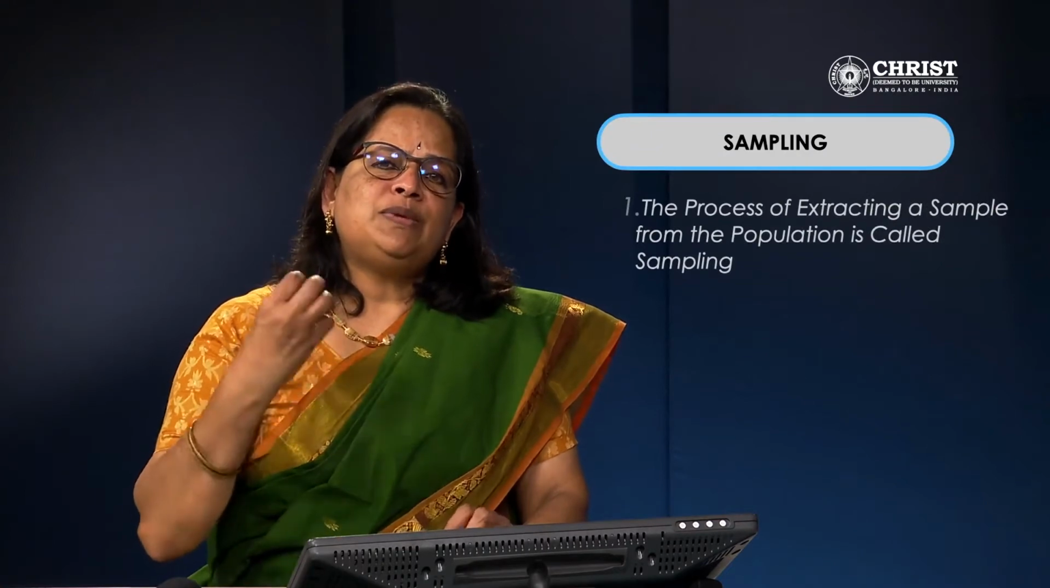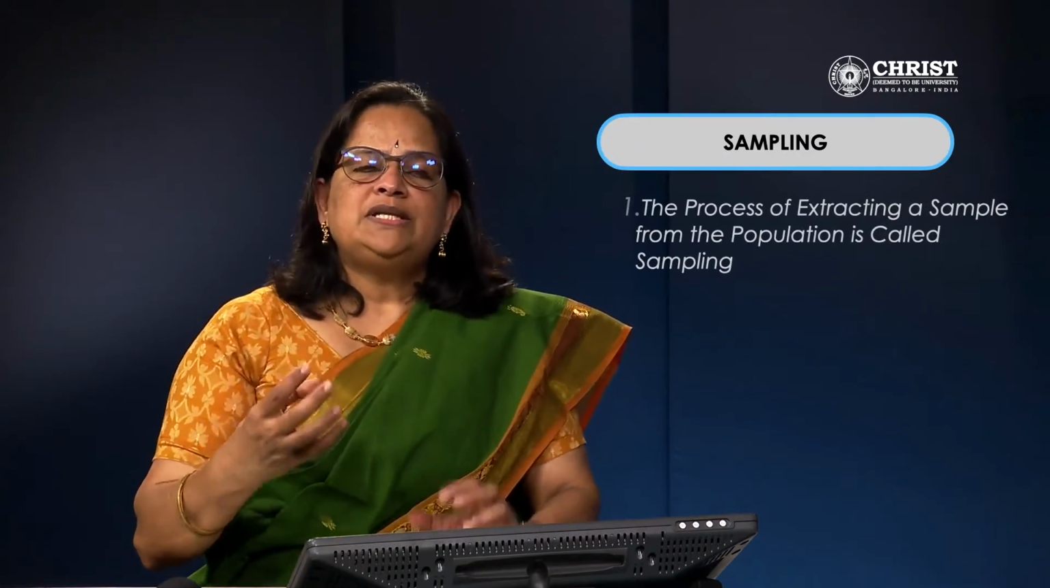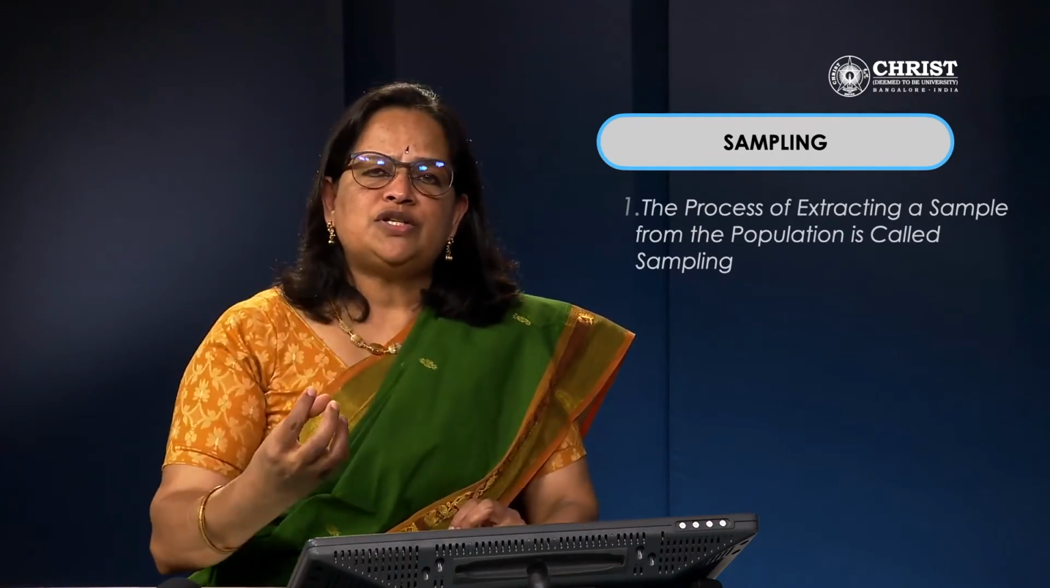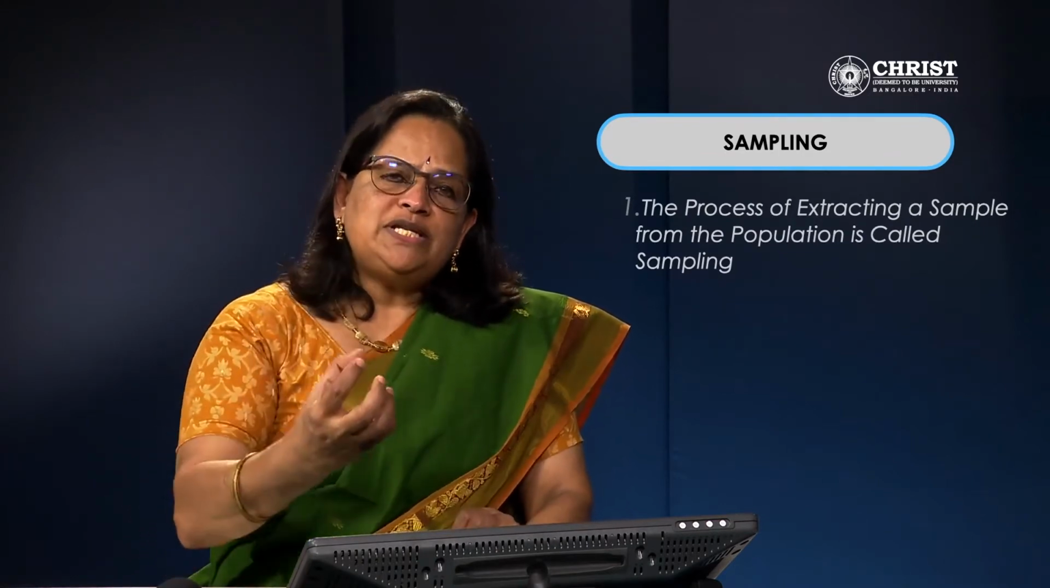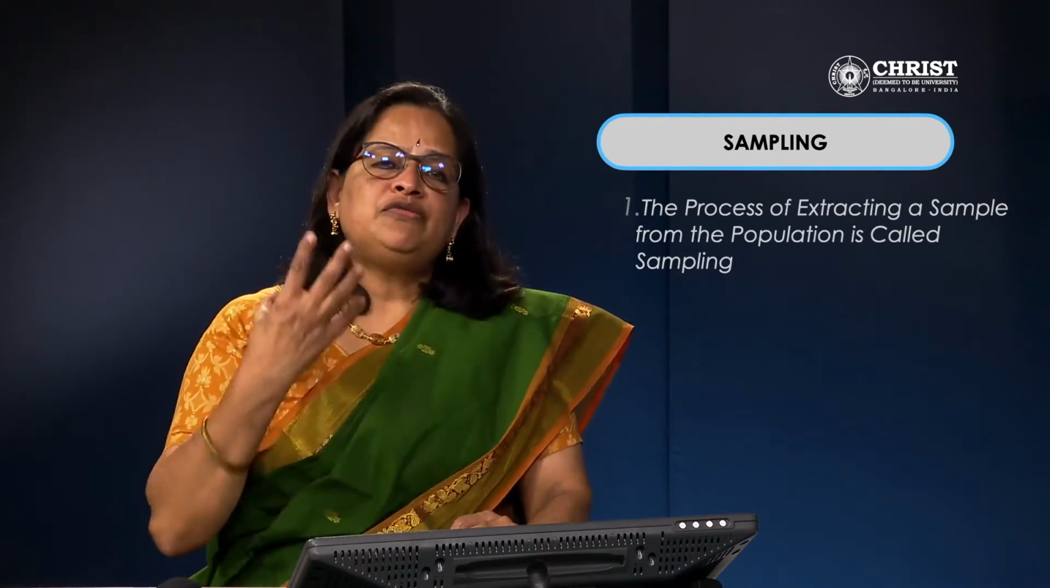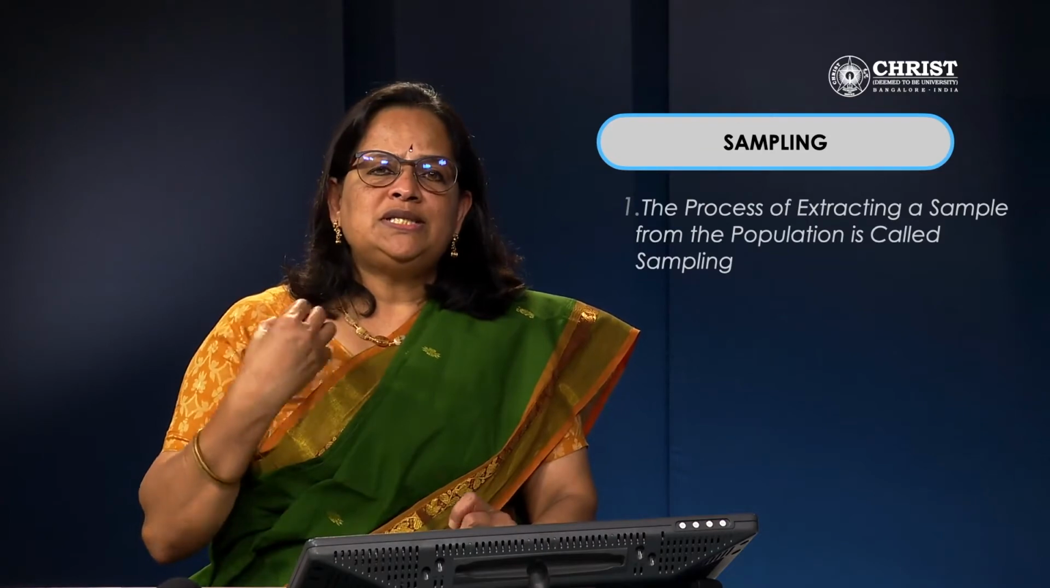Now we are coming to sampling. I told you the process of extracting a sample from the population is called sampling. With 10,000 respondents, it is not possible to cover all of them as an individual. So you take 500 respondents from that. How you draw those 500 from that population is called sampling.